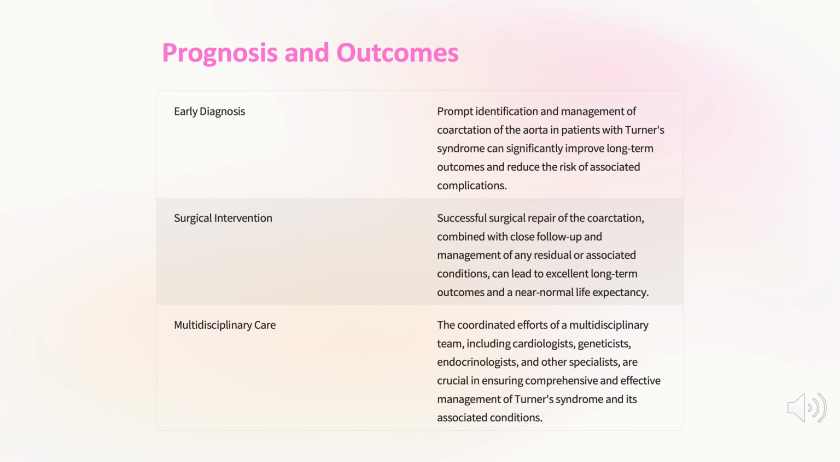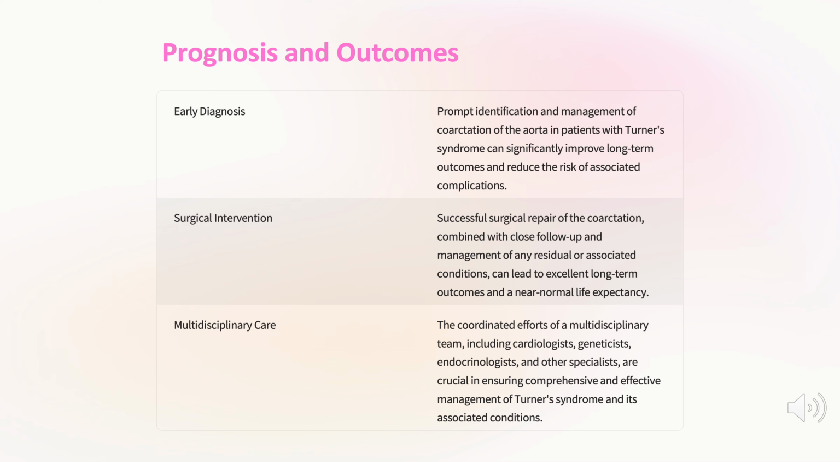As we assess the prognosis and outcomes associated with coarctation of the aorta in patients with Turner's syndrome, several key factors come into play. First and foremost, early diagnosis is paramount. Prompt identification and management of coarctation of the aorta can significantly improve long-term outcomes and reduce the risk of associated complications. Timely intervention ensures that appropriate treatment strategies can be implemented, optimizing patient outcomes.